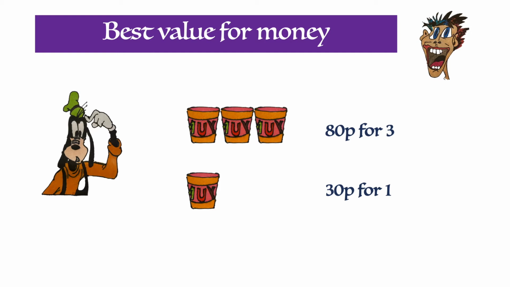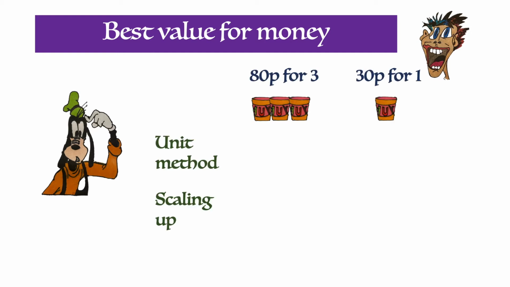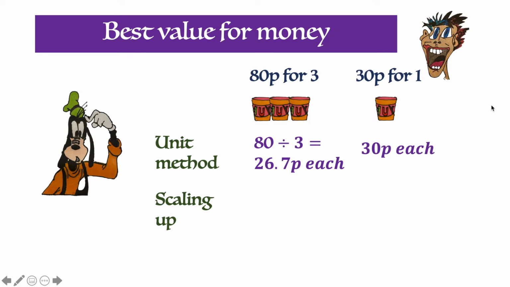Well, in order to answer this question, there are 2 ways we can do this. We can use the unit method or the scaling up idea. Sometimes the unit method's the better idea, sometimes it's better to scale up. But let's go through both methods and you can work out which you prefer, depending on the question. So the unit method is to find out what is the price for one unit. So 80p divided by 3 tells you that for those sets of yogurts, it's 26.7p each. You already know that it's 30p for one in this deal. So in this case, this is the better deal to go for.